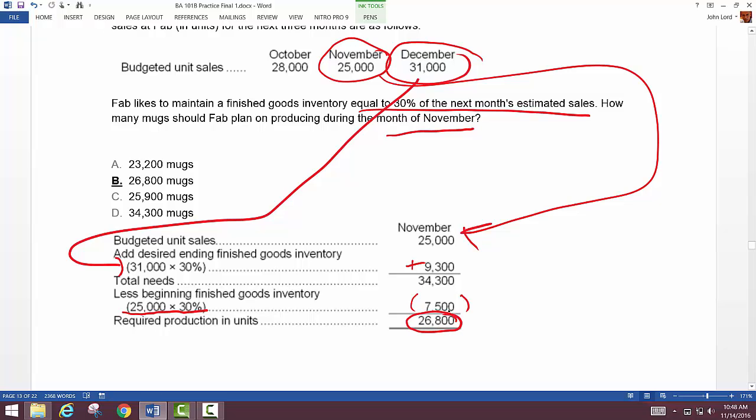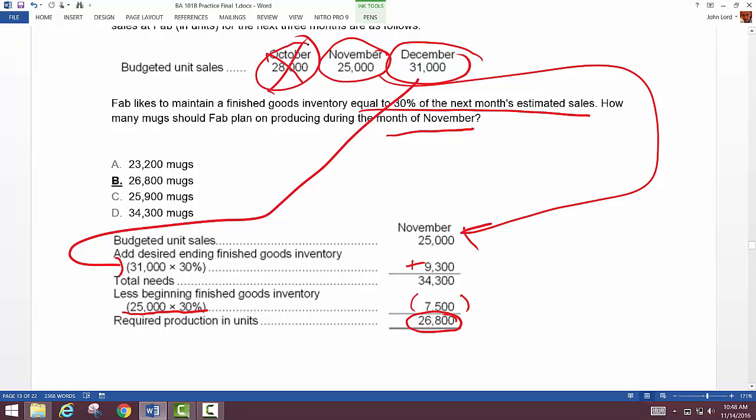Now, a common mistake, I see it all the time, is that students want to pick up 28,000 and multiply that by 30%. That's what they would have had to start October, not November, right? So then students will say, well, what are we supposed to do with October? And the answer is nothing. You're supposed to ignore it, right? Okay, so be careful with that.